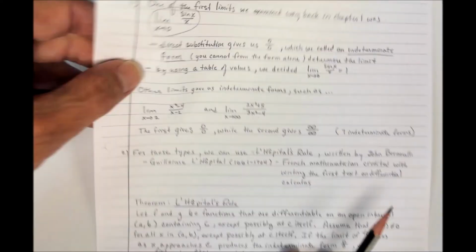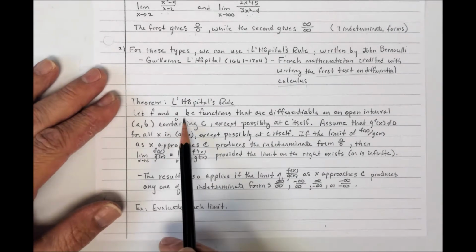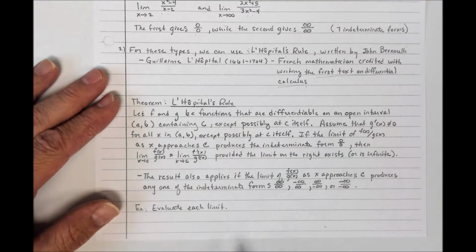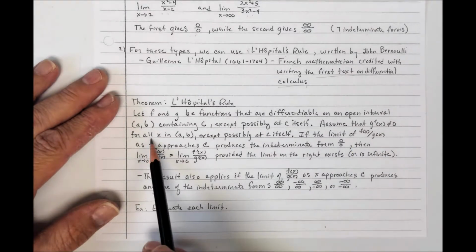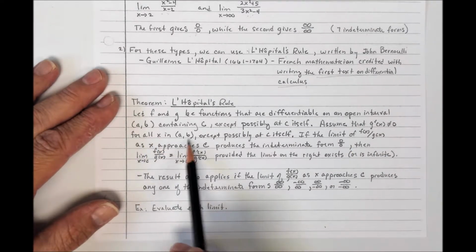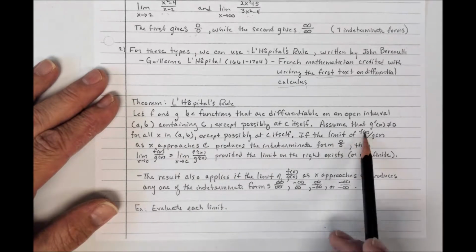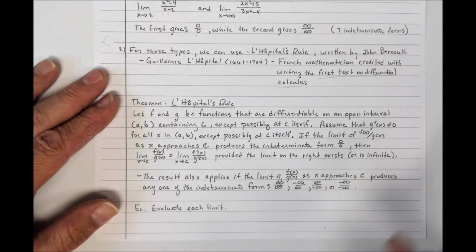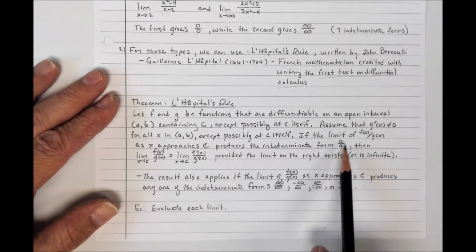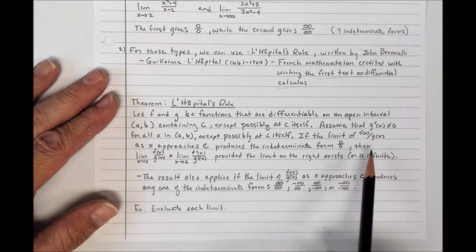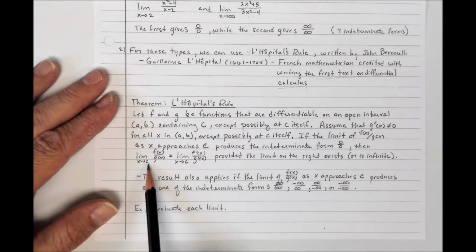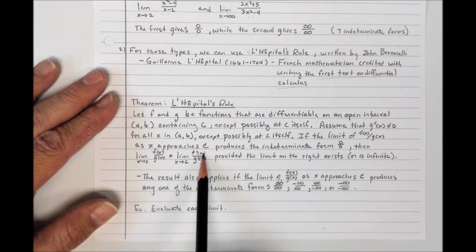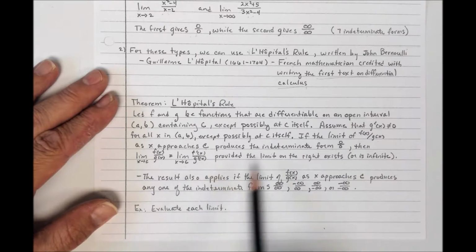And L'Hopital's rule says, let f and g be functions that are differentiable on an open interval (a, b) containing c except possibly at c itself. Assume that g prime of x doesn't equal 0 for all values of x in (a, b) except possibly at c itself. And if the limit of f of x over g of x as x approaches c produces an indeterminate form, we just substitute in, and we get an indeterminate form like 0 over 0 or infinity over infinity. Then, as it turns out, the limit as x goes to c of f of x over g of x is equal to the limit as x approaches c of f prime of x over g prime of x, provided the limit on the right exists.